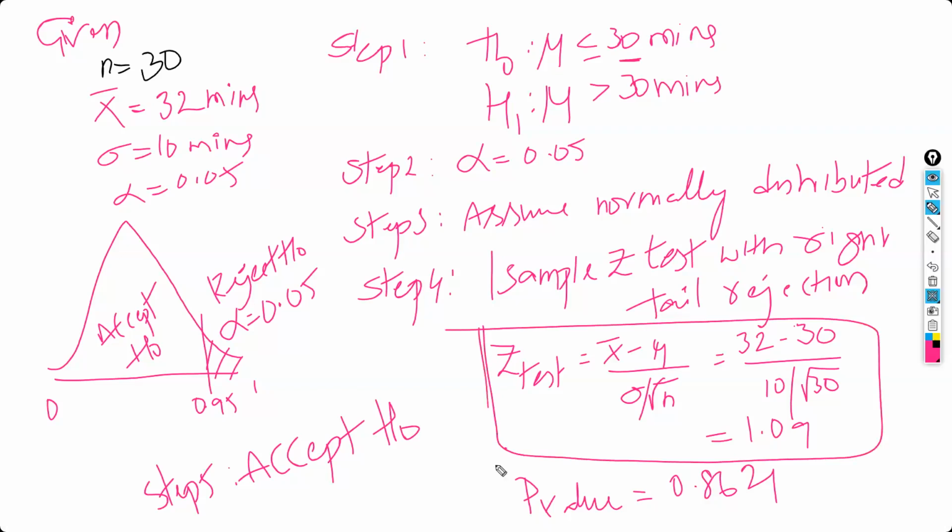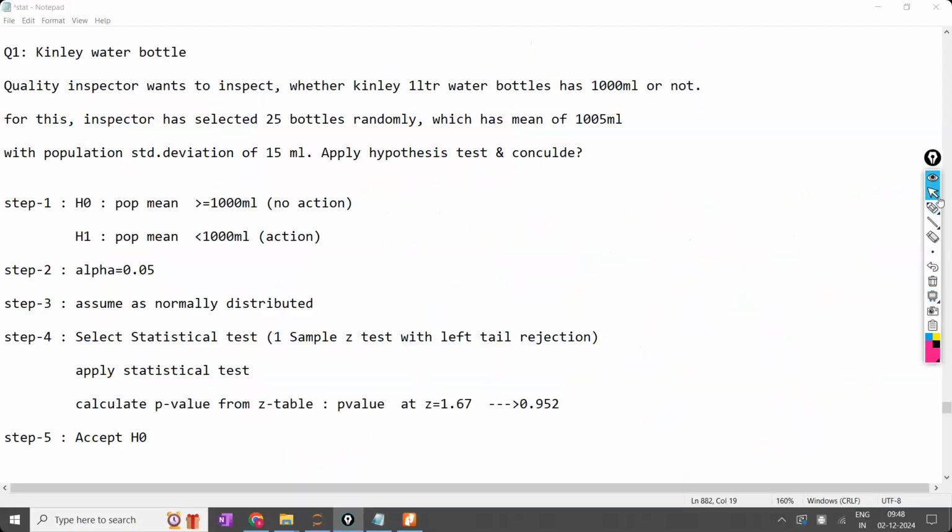Only this calculation will be done by Python. Remaining things you have to give, and you have to accept or reject the null hypothesis. That one also we are going to do today. That example will continue. Okay, the second case study is clear, right, for everyone? Now let us go with case study number 3.